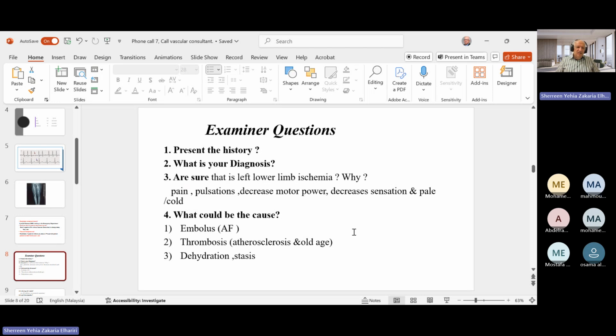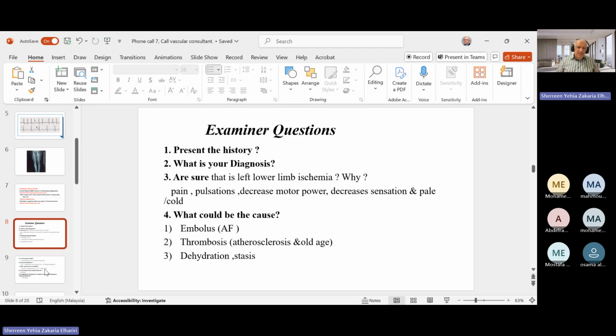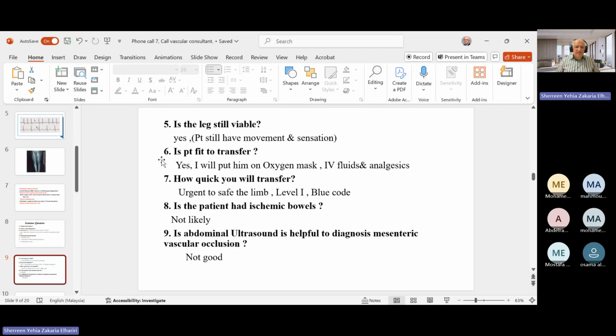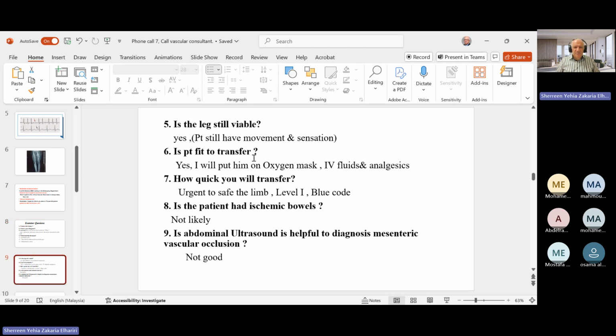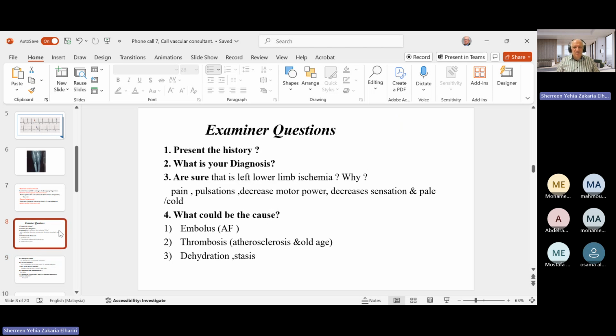Okay? Yes. All right, so come to the next question. Is this leg still viable? The patient has some sensation and he can do some movement, so yes, it is still viable. It's not for amputation. Okay, so is this patient fit for transfer or not? I think the patient is fit as his vitals are okay except the pulse.